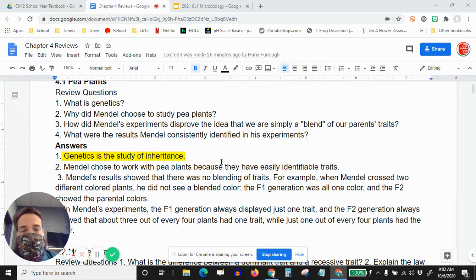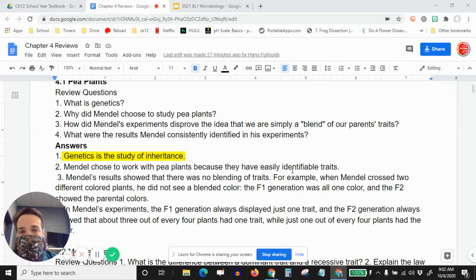All right, 4.1 was the first one you had to do. The main thing that you need to know going forward is genetics is the study of inheritance. Inheritance being what you get passed down genetically from your parents. Mendel chose to work with pea plants because they had very obvious trait differences.